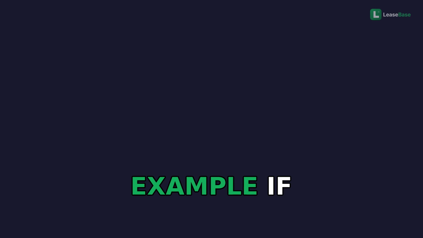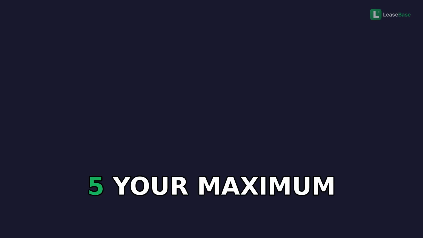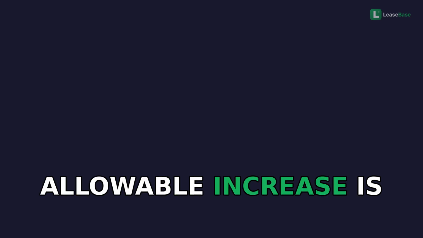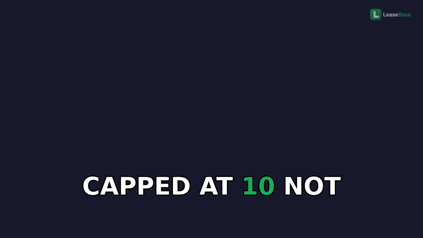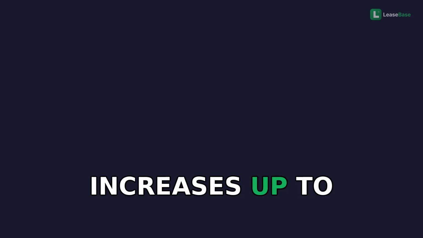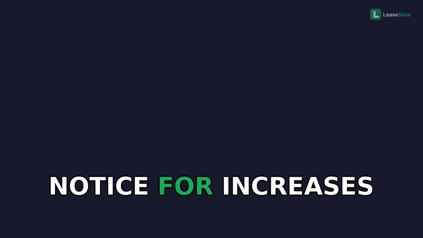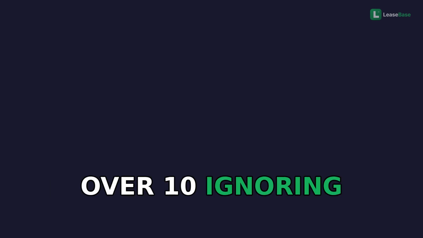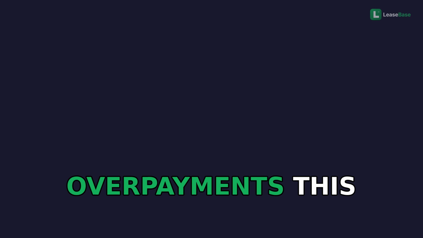For example, if CPI for your region is 3.5%, your maximum allowable increase is 5% plus 3.5% equals 8.5%. If CPI is 6%, your maximum is capped at 10%, not 11%. You must provide a 30-day notice for increases up to 10% and a 60-day notice for increases over 10%. Ignoring this means your increase is invalid and you could be forced to refund overpayments.